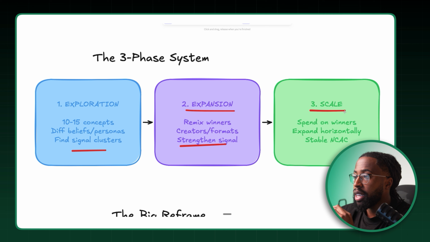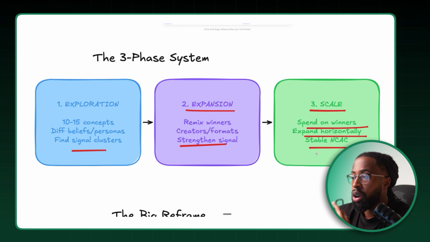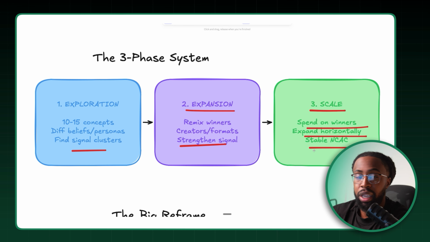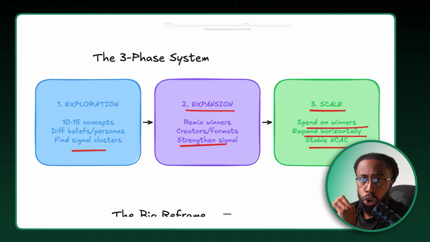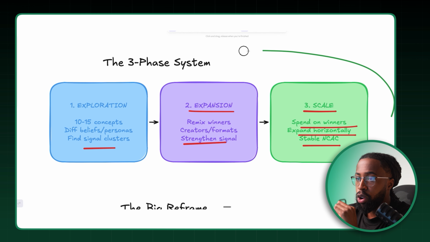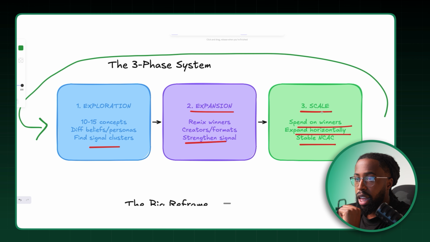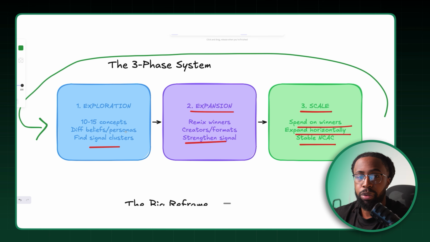And then phase 3 is scale. We want to spend on the winners, expand horizontally, and this is how we stabilize and get a lower NCAC. You're not just putting more money behind the same ad, you're finding more people who fit the same profile through more entry points. Does that make sense? So this is a cycle that top brands run continuously. Literally exploration, expansion, and then scale. And with every new cycle, we unlock new customer segments. So every cycle brings your acquisition costs down.